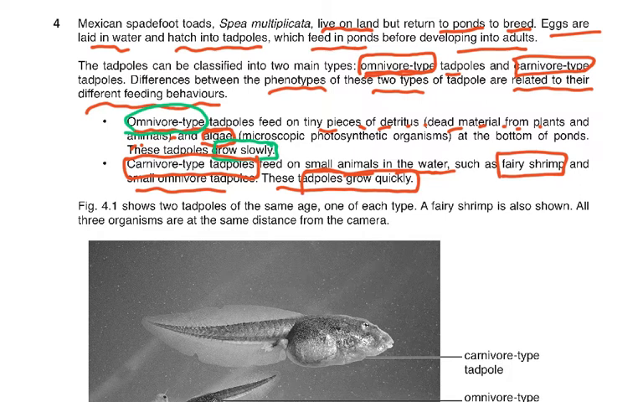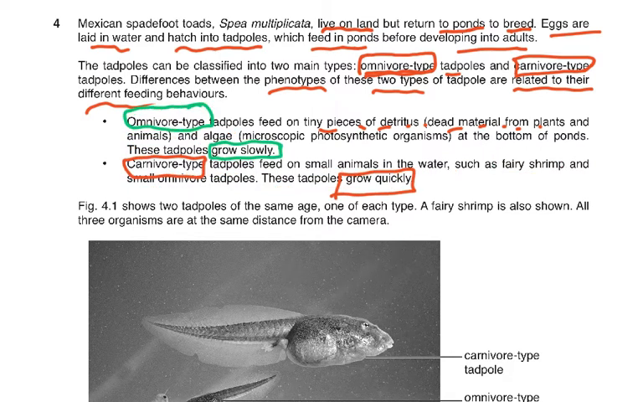Okay, so we have two pieces of information. The two pieces of information are omnivores grow slowly and the carnivores grow quickly. Now you can see how I have just outlined or marked them. Omnivore grow slowly, carnivore grow quickly.